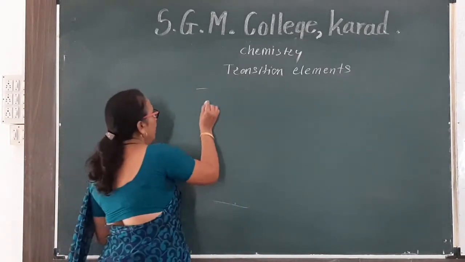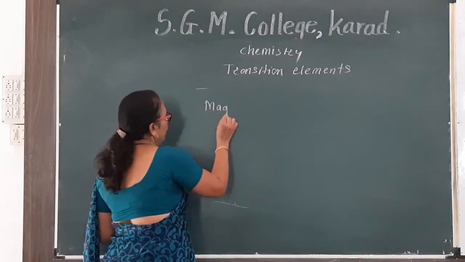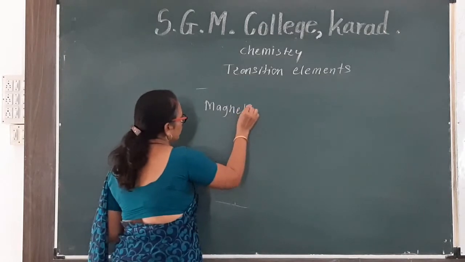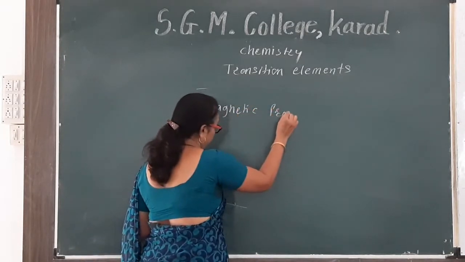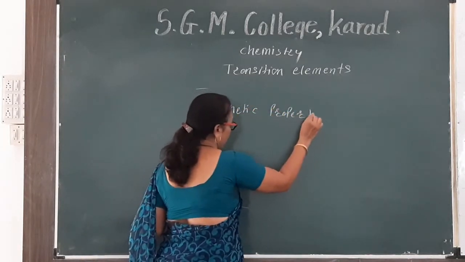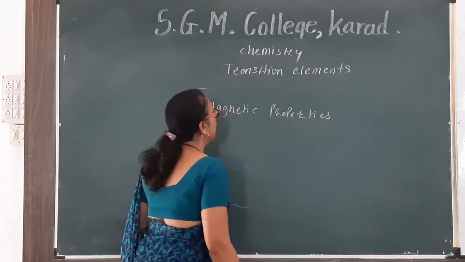Then the next property is the magnetic property. Very simple to remember, but very important.